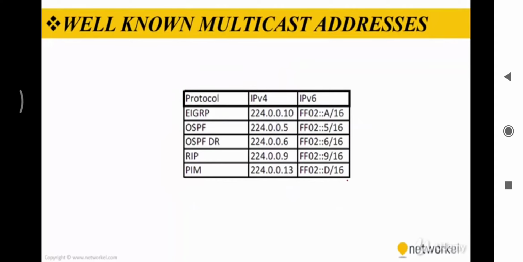And here are the well-known multicast addresses. As you can see, we have five well-known multicast addresses. For example, if you want to send a packet to all OSPF routers in the network, you can send the packet to 0.5. And if you want to send the packet to all designated routers in the network, you can send the packet to 0.6.